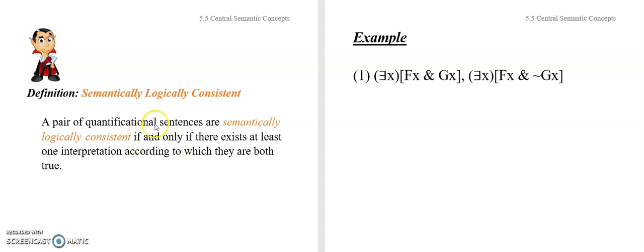And we get a very similar definition here, which says a pair, so two sentences that you just pull randomly out of a hat, like these two, are semantically logically consistent if and only if there exists at least one interpretation according to which they are both true. Okay, so let's take as an example these two. So here's the categorical I sentence, the categorical O sentence.